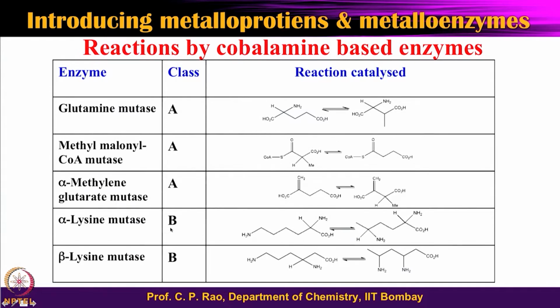Then B type, where nitrogen ligands are there, but no elimination takes place, and you see this shifts over here. So, NH2 and methyl group, and shifts over here. So, this is lysine mutase, alpha lysine mutase, beta lysine mutase. It is an NH2 group, nitrogen containing, but no elimination of anything happens. So, class A type is a 1,2 hydride shift, class B type is a hydride shift but having a nitrogen. So, that will become an amine group and that will rearrange.